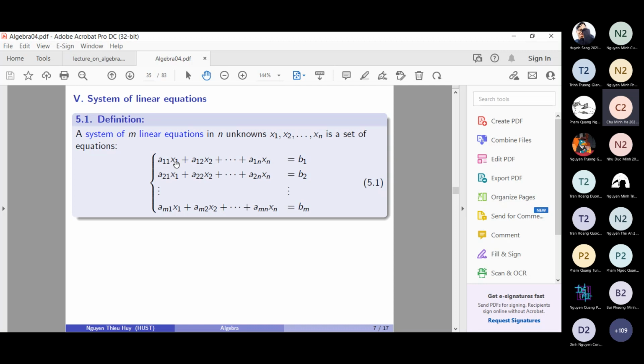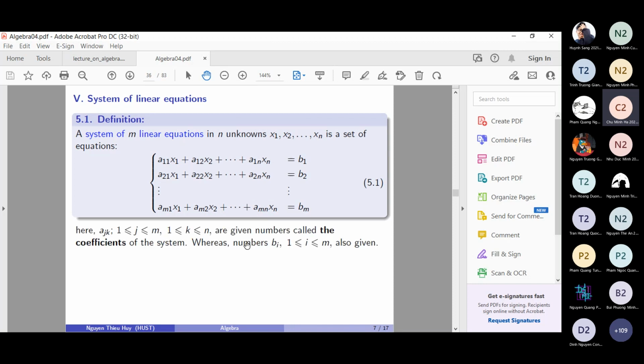The first is a11 x1 plus a12 x sub 2 and so on until a1n x sub n equals b1, and so on until the nth equation has the form am1 x1 plus am2 x sub 2 and so on plus amn x sub n equals bn. Here ajk, this means a11 until amn are given. And b1, b2, bm are also given.